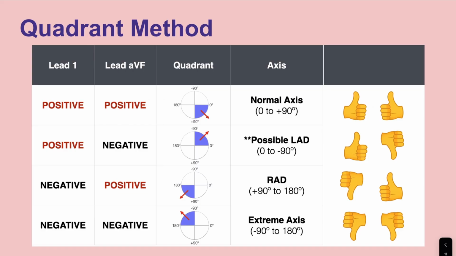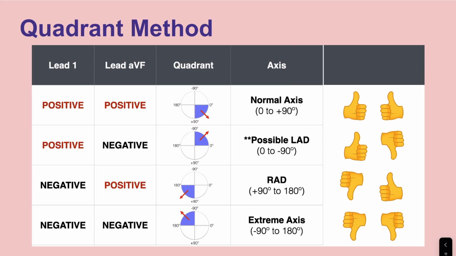All right, now for your test, you can also figure it out using your thumbs. So lead 1 is going to be your left hand, and AVF is going to be your right hand. Now, if both are positive, you've got positive, positive, that's 2 thumbs up. That's a good thing, normal axis. Now, if lead 1 is positive, so your left hand is thumbs up, and AVF is negative, thumbs down, well, your left thumb is up, so it must be left axis deviation.